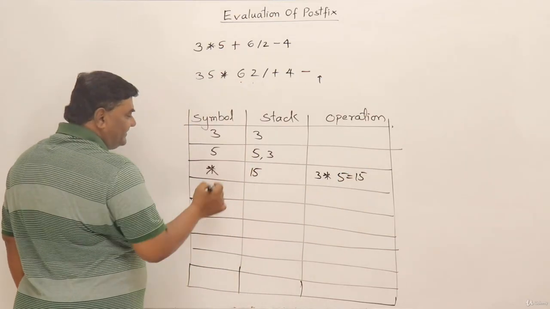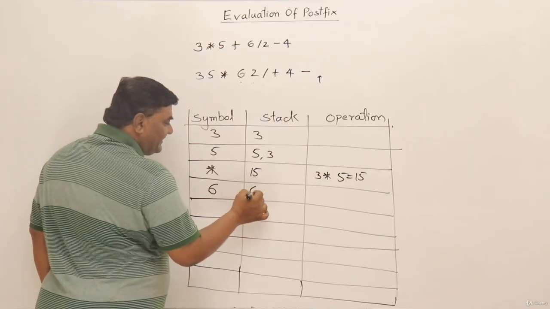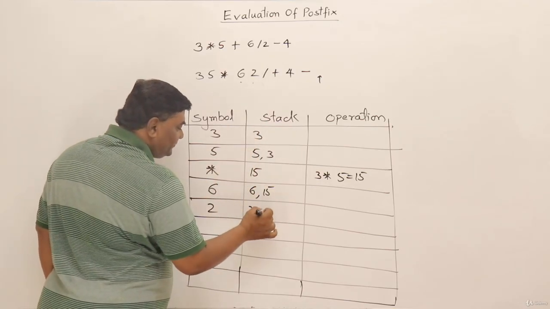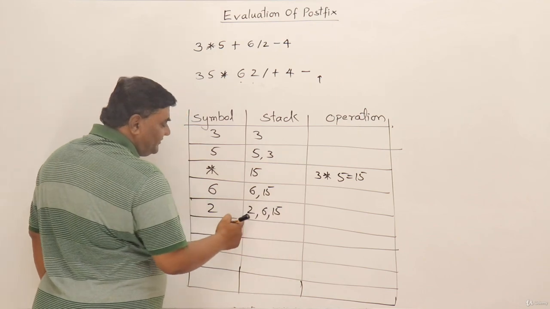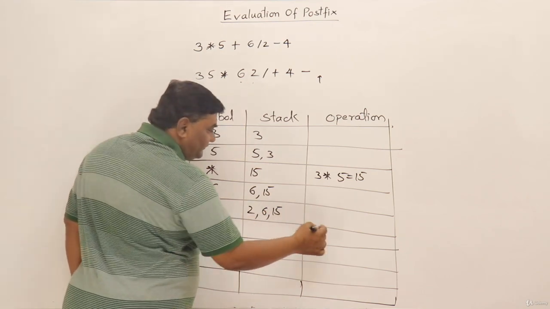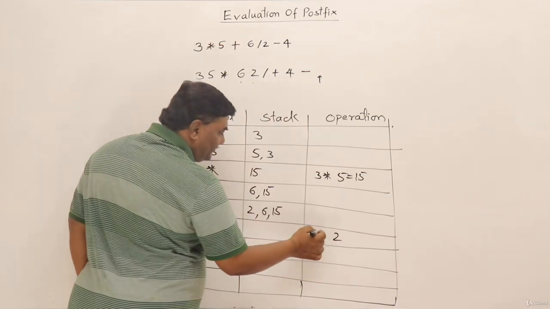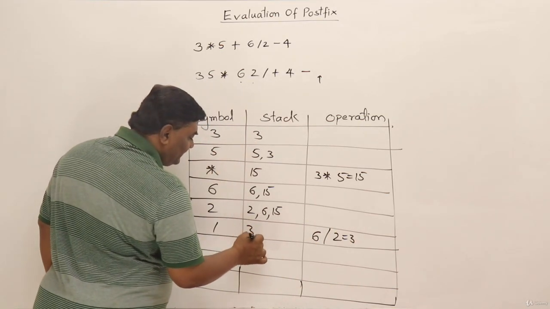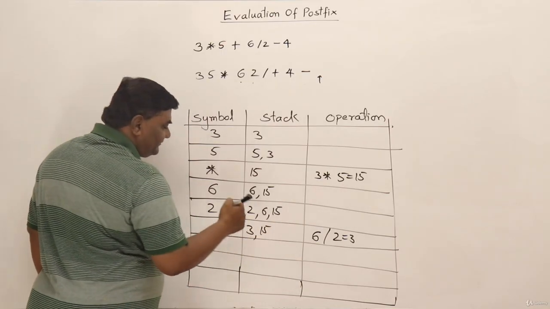The next symbol is 6, push it into the stack. So 6 comma 15. Next symbol is a 2, push it into the stack. So 2, 6, 15. From the top, these are the values in the stack. Then divide. So pop out two values. First value popped out is 2, then second value popped out is 6, then divide them. Answer is 3. So this is 3, 15. 3 is pushed into the stack.